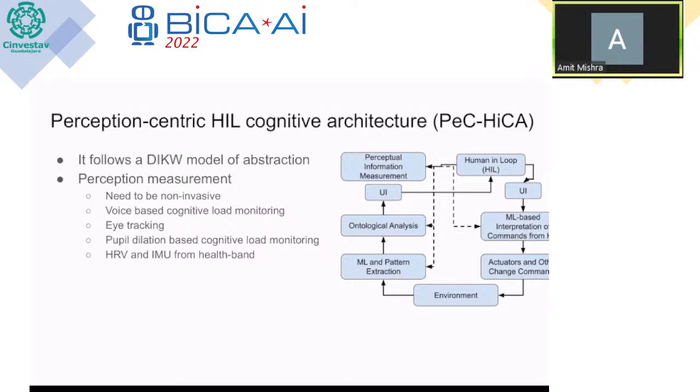And lastly, we are using the outputs from health bands, things that are already captured anyway by any normal health band. For example, the heart rate variability and the motion of the limbs through the IMU. So using these 4, we are still trying to find a quantitative model to find a level of cognitive load that then can be used to modulate the masking level, which can then change the way the machine learning pattern classification layer works.